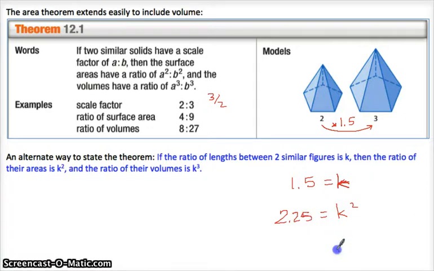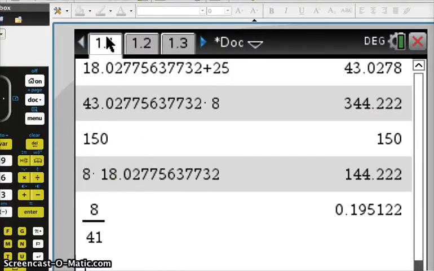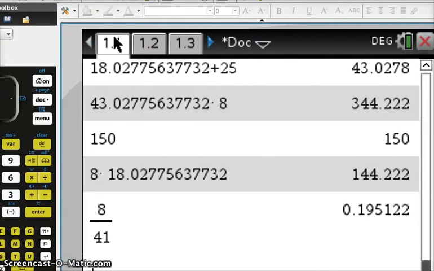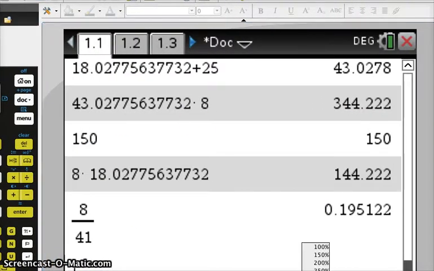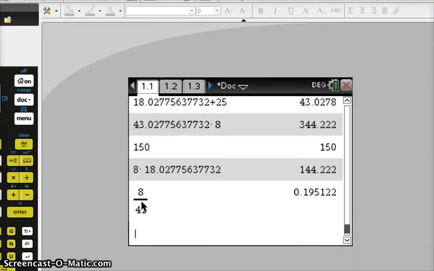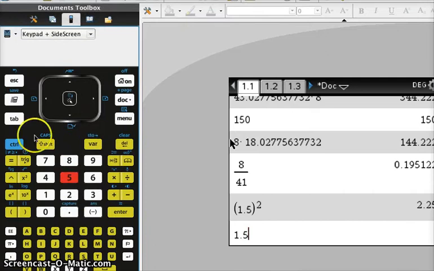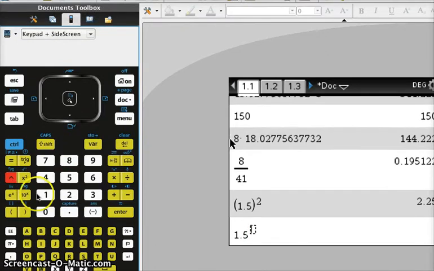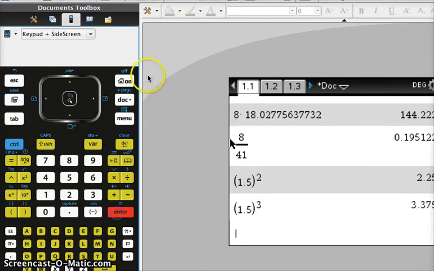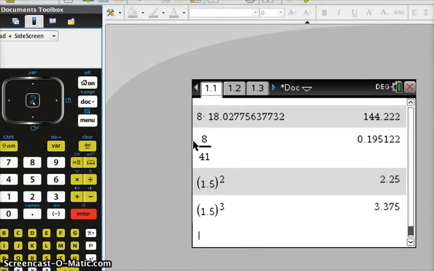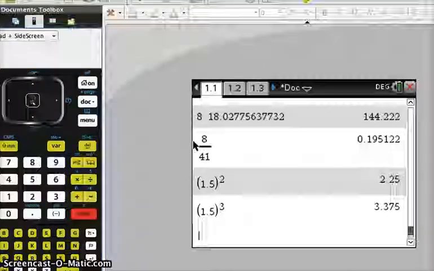And what's K cubed? Oh gosh, K cubed I have to do on my calculator. Let's talk about how to do cubes on the calculator. To do 1.5 squared is no big deal. You just do that, right? But to do 1.5 cubed, you do 1.5, and then it's this button right here for to the power of 3, and I get that number, like 3.375. Let's go back to this.